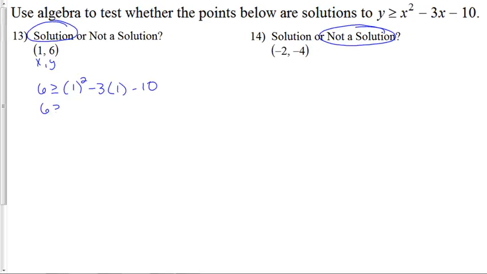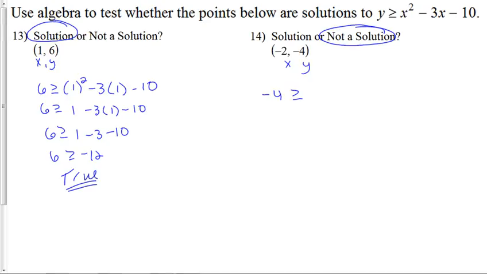Exponents first, then multiply, and then we'll add and subtract to finish it out. And 6 is greater than -12. It's true, so that means it must be a solution. All right, the same is true for the next problem. Let's see how that one works.